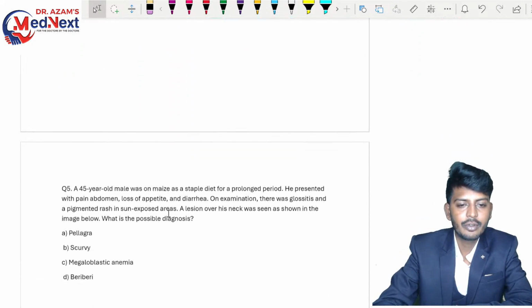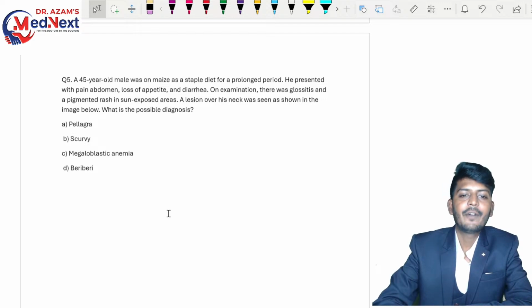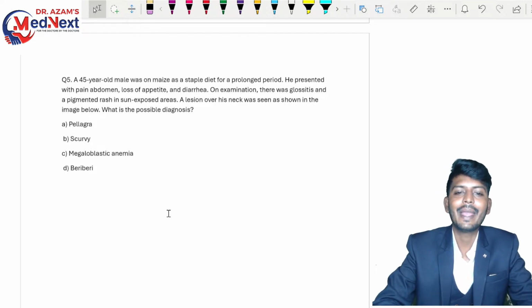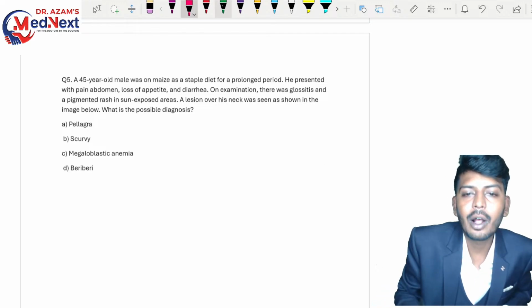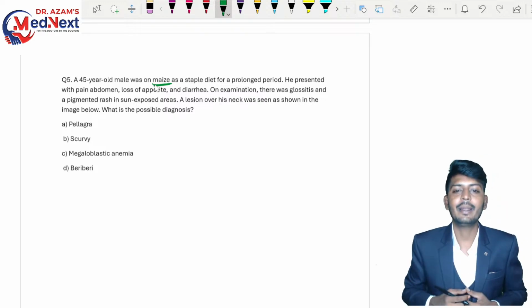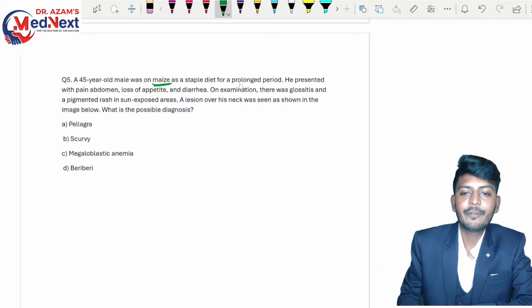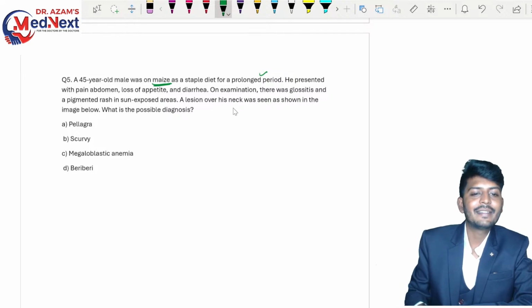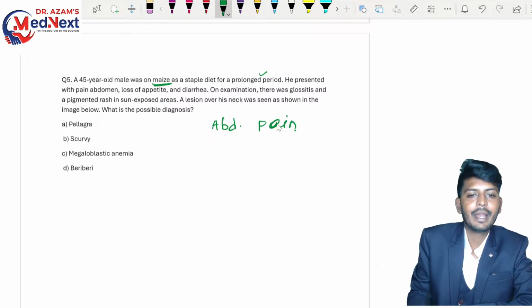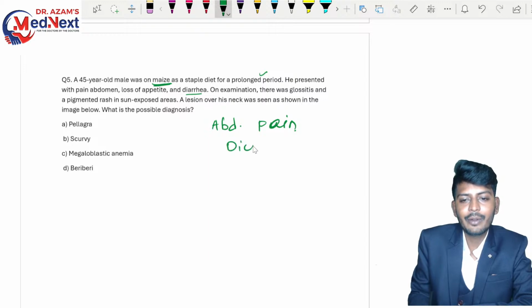So what is that question? Let's look at this. Okay, a 45-year-old male was on a maize as a staple diet. मतलब constantly वो क्या कर रहा था? Maize कर रहा था. What is that? Corn. Diet for a prolonged period. He is presented with abdominal pain. Let's write down the complaints: abdominal pain, loss of appetite, and also diarrhea. Very good.